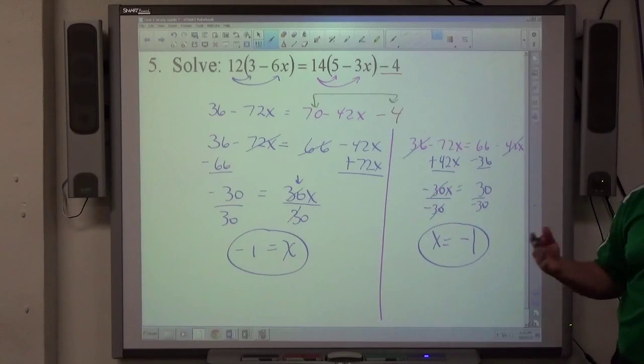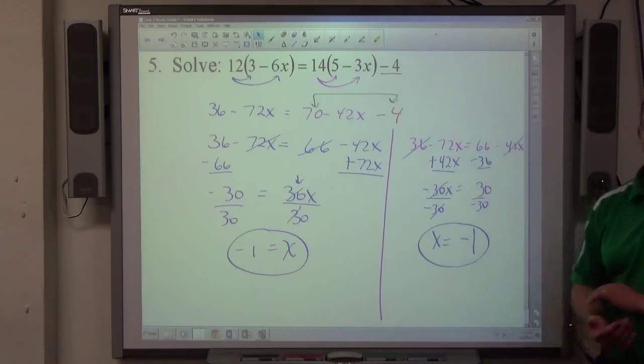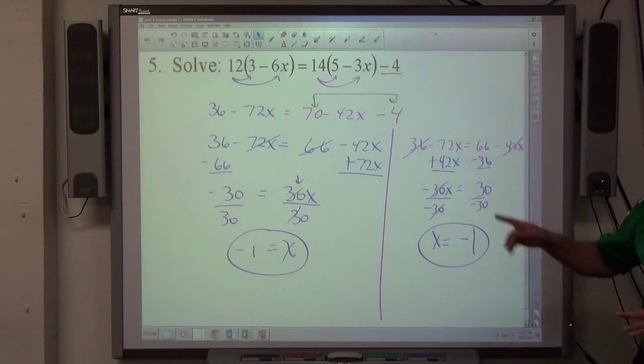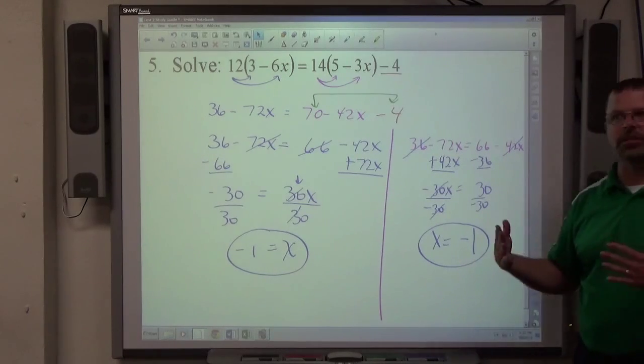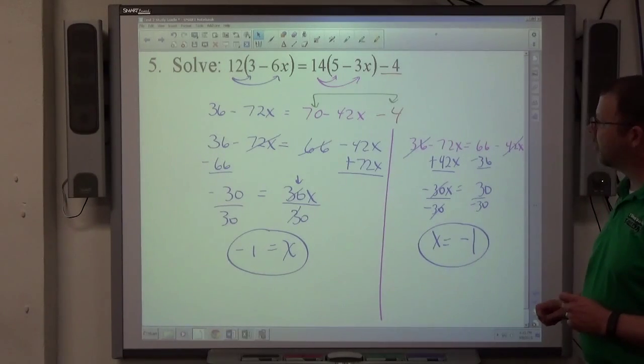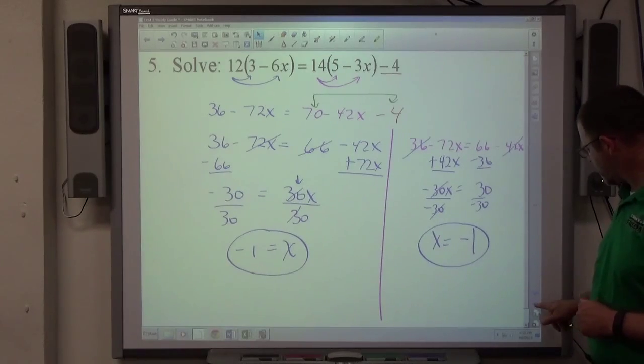It doesn't matter which side you take things to, just do it correctly. Don't break any rules. Subtract when you're supposed to subtract, add when you're supposed to add, get the correct signs on your numbers, and make sure that you follow through the process properly.